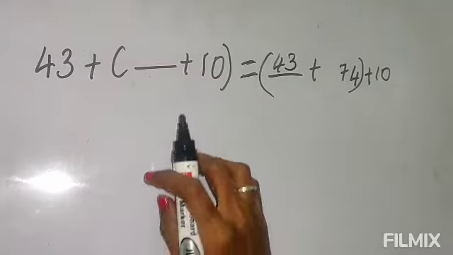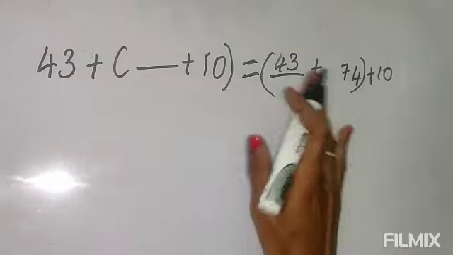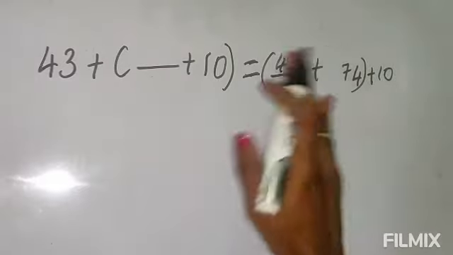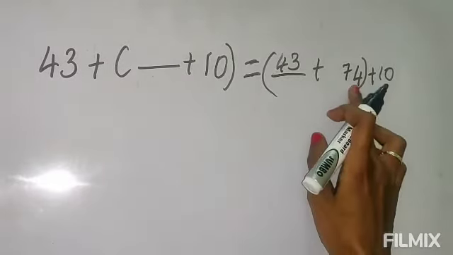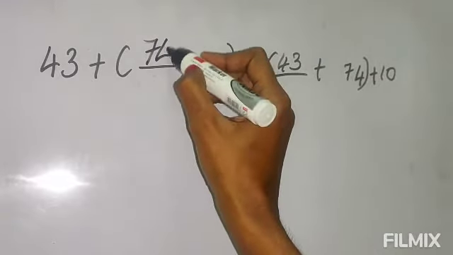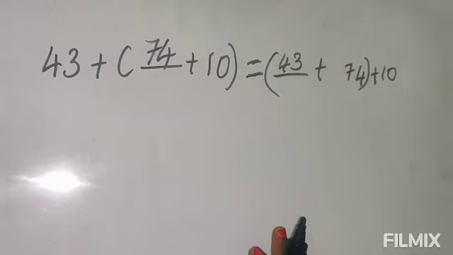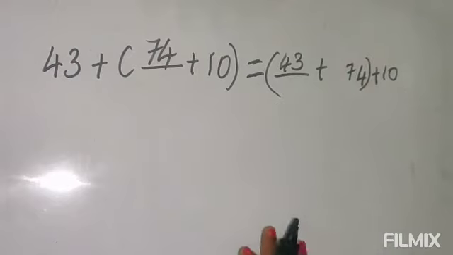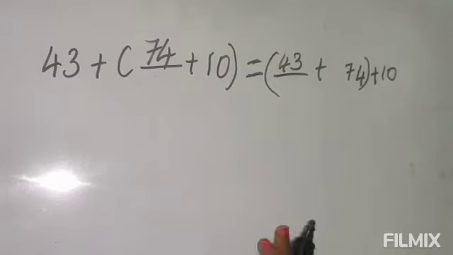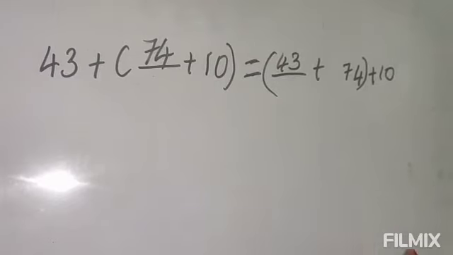Okay, now next one. Here we have all three numbers. If you observe both sides, we have 43 and we have 10. So which number is missing? 74 is missing. So that 74 will come here in the dash. Okay, so this is very easy. You need not do much heavy work here. Just observe both sides, the right side and the left side of the equal sign. Which number is missing on the other side, just write it.